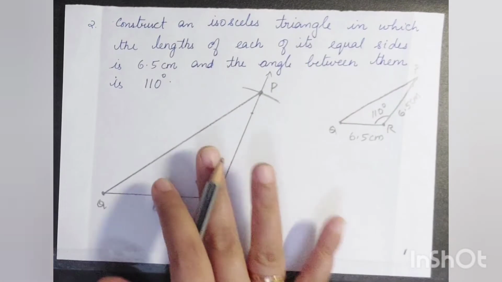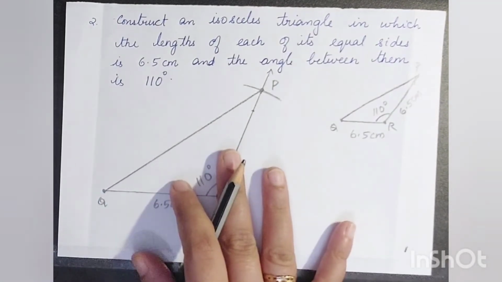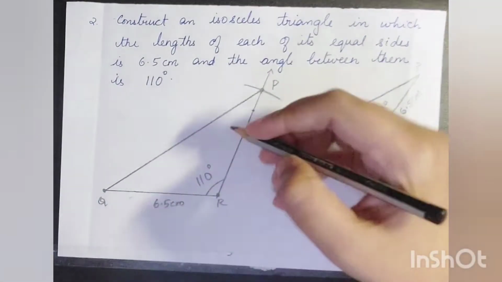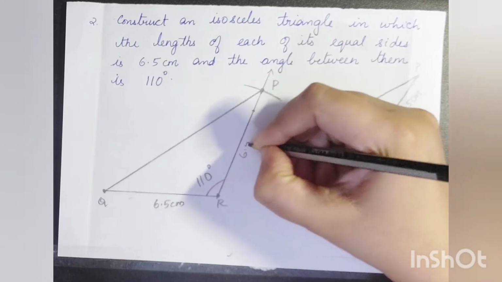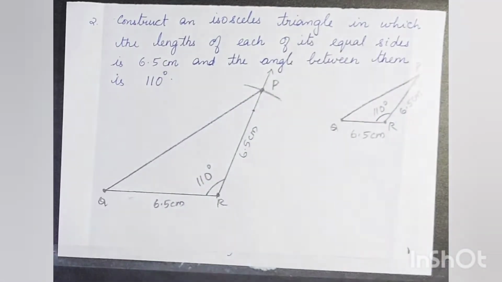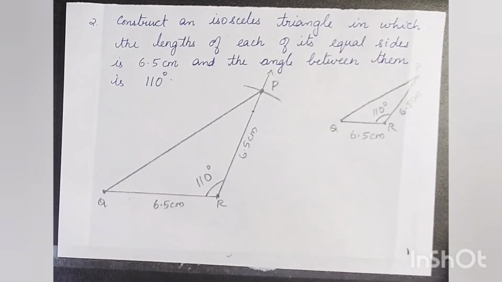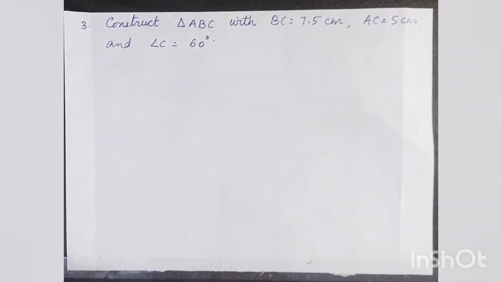So this is our isosceles triangle. In this side is 6.5. This side is also 6.5 centimeter. So clear with this? Okay, now let's move on to the next problem. Now let's move on to the third question.